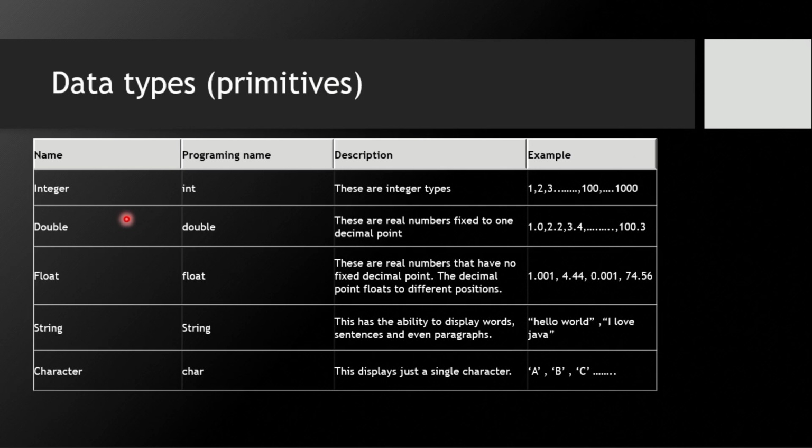Then a double is basically a fraction with a decimal point. Like in mathematics, where we say 1 divided by 2 is 0.5, this is what is known as a double in Java. It's declared with all lowercase, double, and these are real numbers fixed to one decimal point. So we have 1.0, 2.0, 2.2, 3.4, and 100.3.